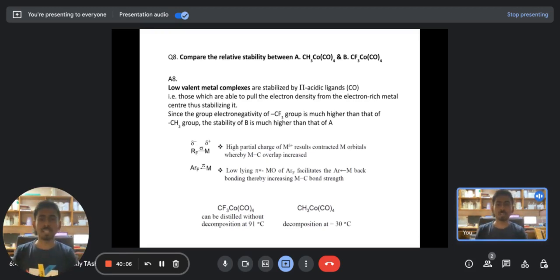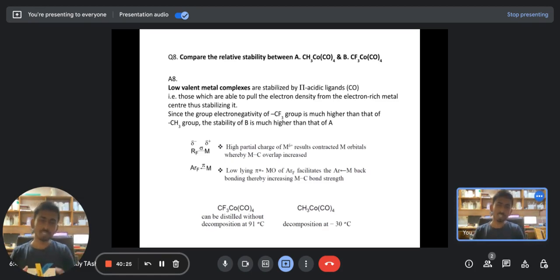So the low valence metal complexes are always stabilized by such pi acidic ligands like CO or cyanide or NO plus, etc. But here you are seeing both the compounds are having 4 CO molecules each. So by the help of CO, we are not going to answer it. The other ancillary ligands are CH3 and CF3.